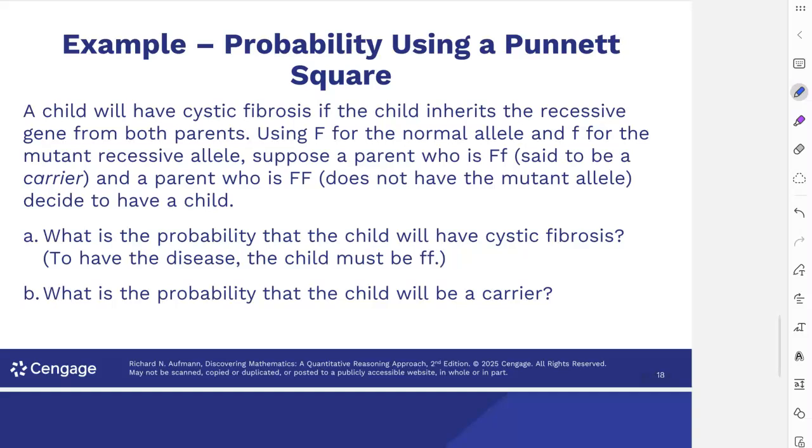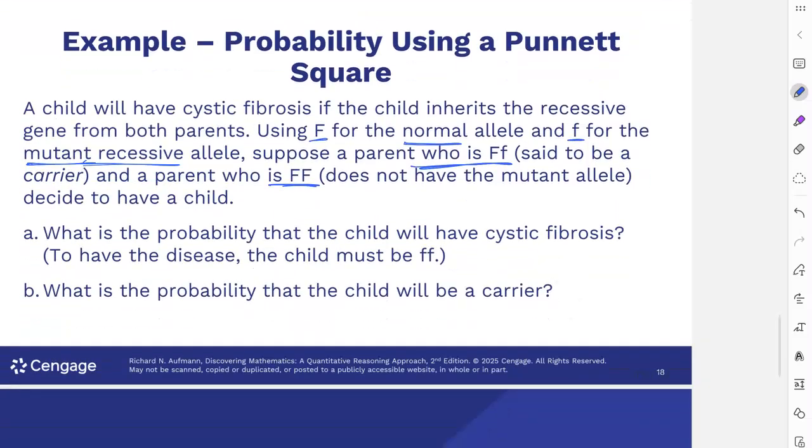A child will have cystic fibrosis if the child inherits the recessive gene from both parents. So we have a parent who is capital F, lowercase f. Capital F is normal. The lowercase f is going to be the recessive gene. And another parent who is capital F, capital F. And we're going to create that table there. Capital F, lowercase f, capital F, capital F.